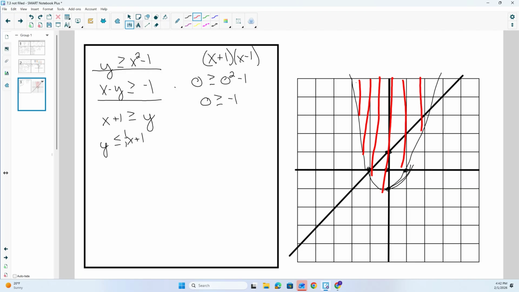Now I'm going to do the same thing with my line. Is 0 plus 1 greater than or equal to 0? Or you can say, is 0 minus 0 greater than or equal to negative 1, if I want to use my original point. And yes, 0 is greater than or equal to negative 1. So that means that everything below my line is a possible answer for that one.